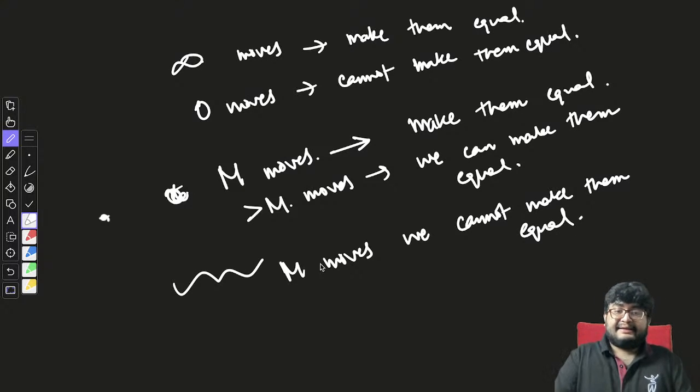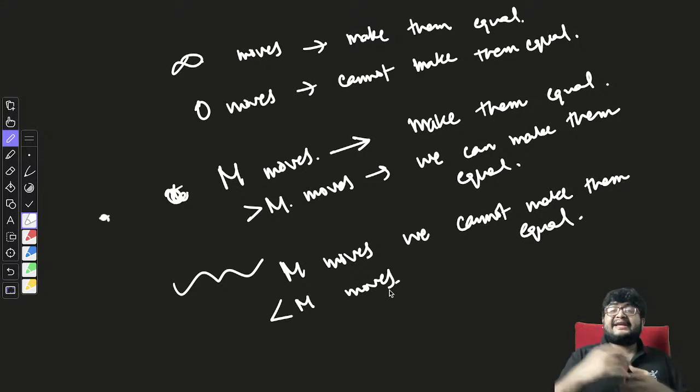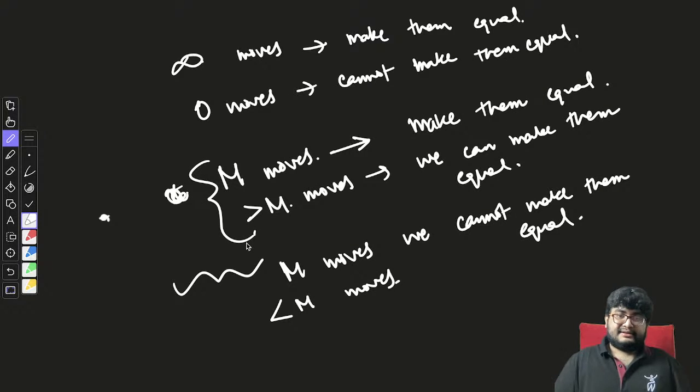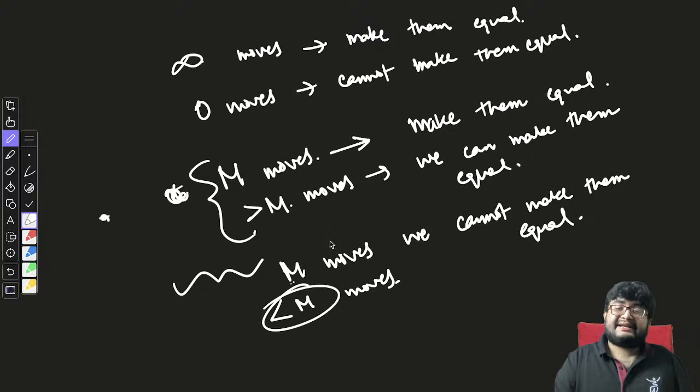Can we say that if we take less than M moves, in that case we cannot make them equal? If in M moves we cannot make them equal, in less than M moves definitely we cannot make them equal, right? Otherwise this condition will be violated. That is, with less than M moves we are making them equal, but with greater M moves we are not able to make them equal. So this condition will be violated.